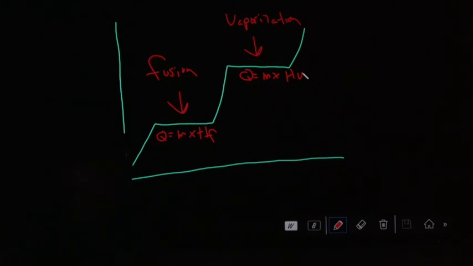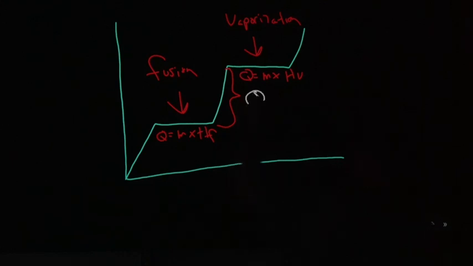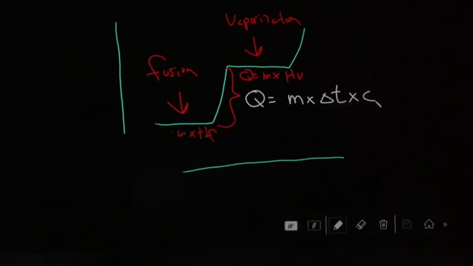But the hardest one of all is from here to here. So it's right between the first plateau and the second plateau. And this is a tough formula. Q equals M times delta T times C. So there's your formula. It's got a change in temperature because the temp is changing.